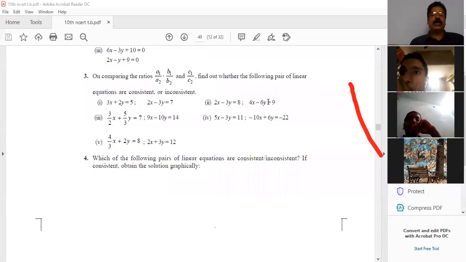Now the third one, you have to simplify. First equation you have to simplify. You have to take the LCM and simplify. Can anyone say the simplification answer? I can screen share this.